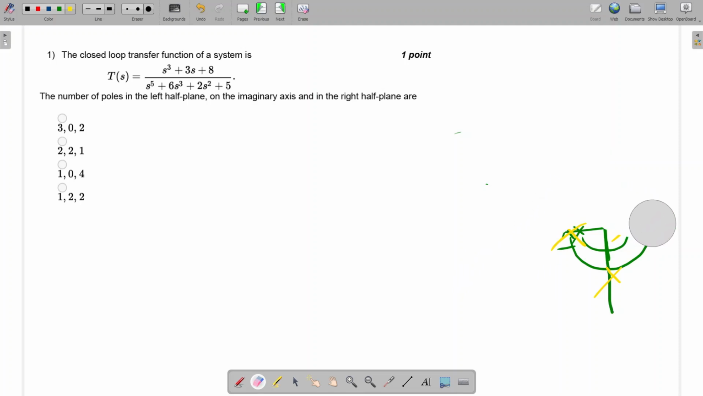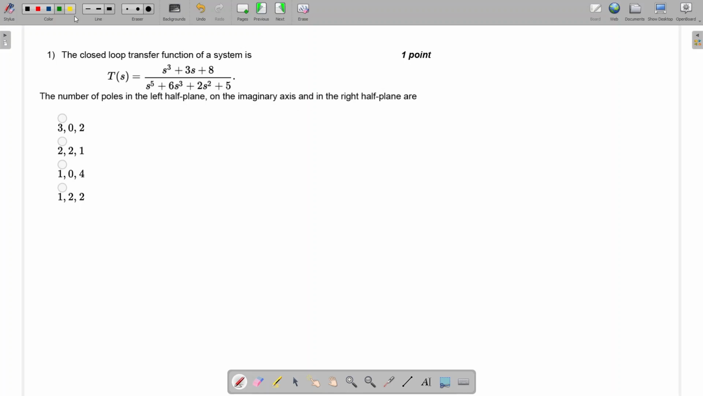And if the auxiliary equation is there, it is a possibility that poles may be on the j omega axis. But then we should also see the number of sign changes below the auxiliary equation. Based on that, we can comment whether poles are there on the j omega axis or not. Is it clear? Yes, sir.